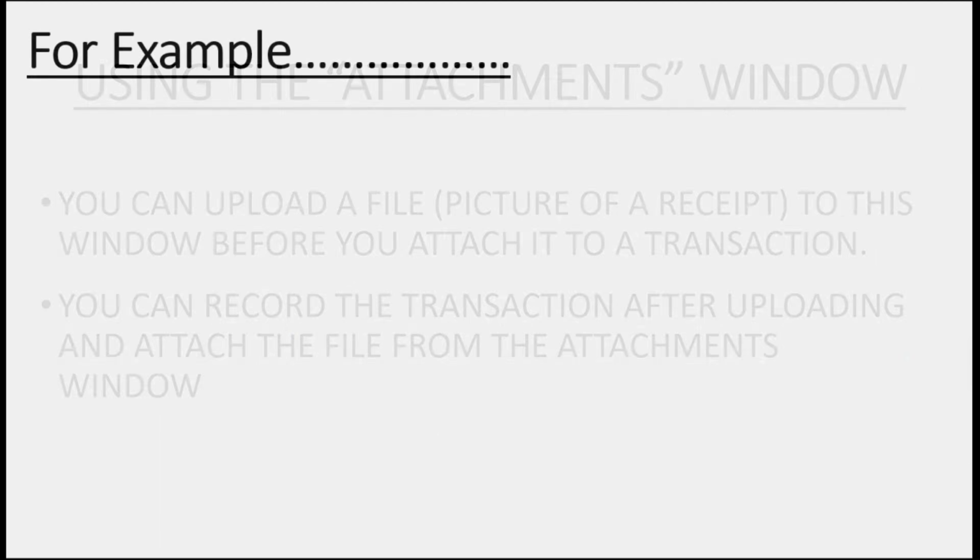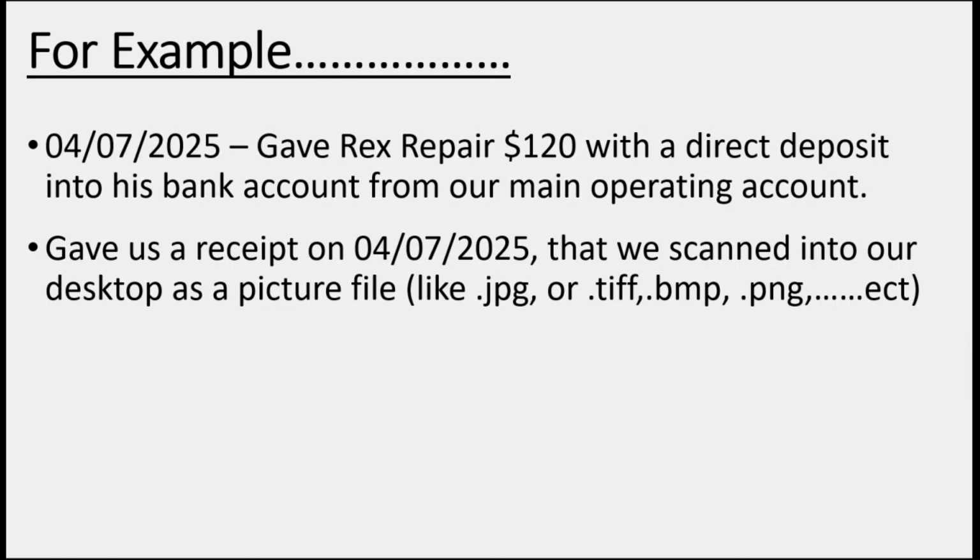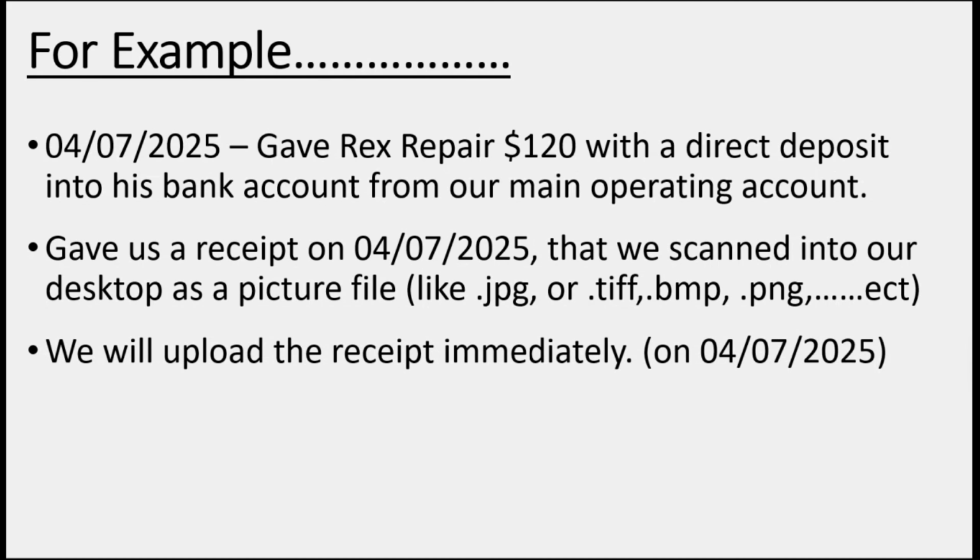For example, let's imagine on April 7th, we gave Rex Repair $120 with a direct deposit into his bank account from our main operating account. He gave us a receipt on April 7th that we scanned into our desktop as a picture file like a JPEG or a TIFF or anything else. We will upload the receipt immediately, which means we're uploading on April 7th.